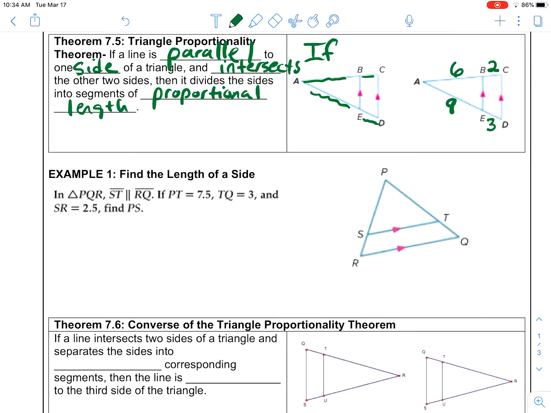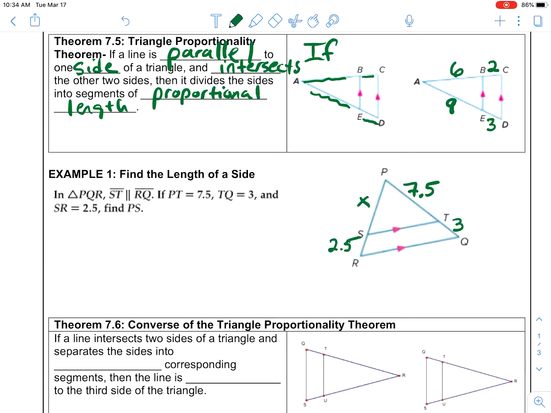Okay, so let's just do another example here. In triangle PQR, if ST is parallel to RQ, and if PT is 7.5 and TQ is 3, and SR is 2.5, find PS. So let's write all of those in. See how this works here. So PT is 7.5, TQ is 3, SR is 2.5, and find PS. So we're looking for this length right here.